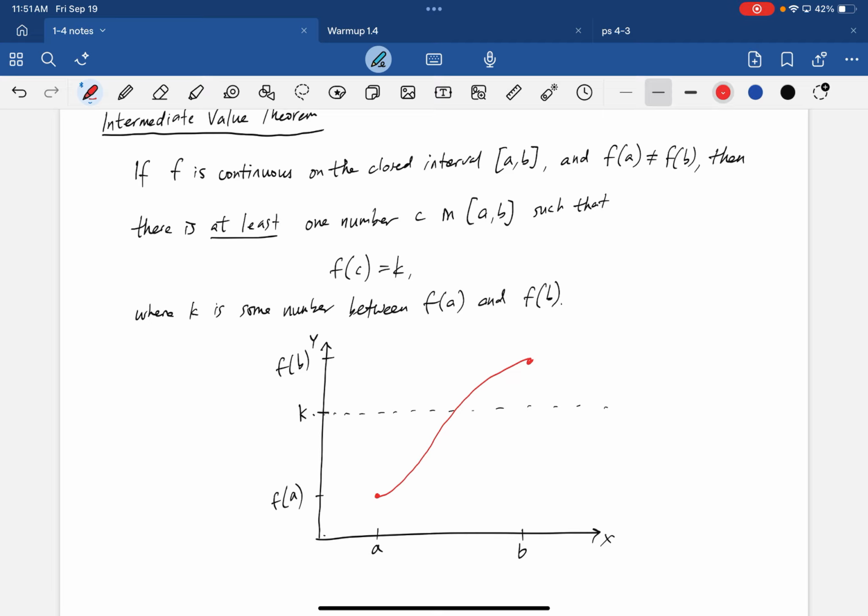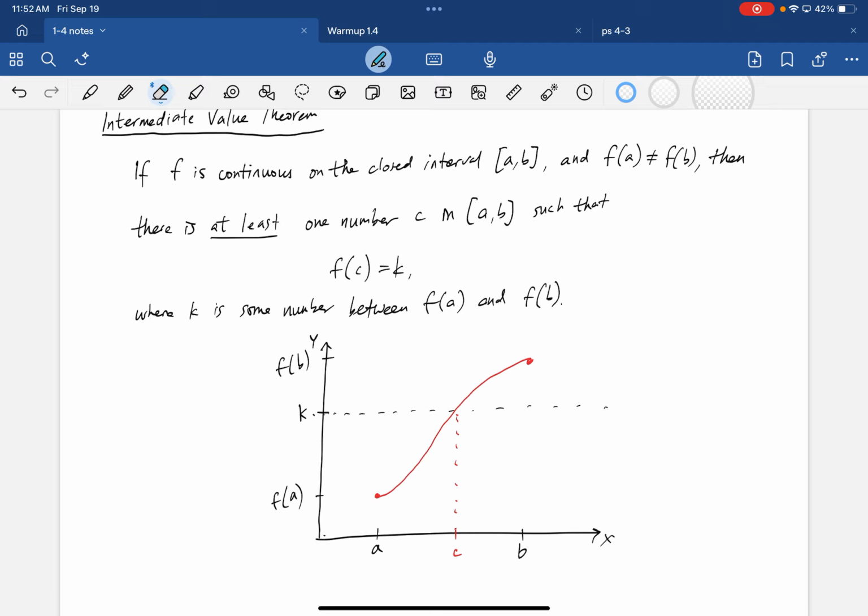If it's continuous on this interval, then there has to be at least one number c such that f of c is equal to k, as long as it's continuous between these two points, a and b. Very simple, right? So we can't stop and then have open dots above it or something.